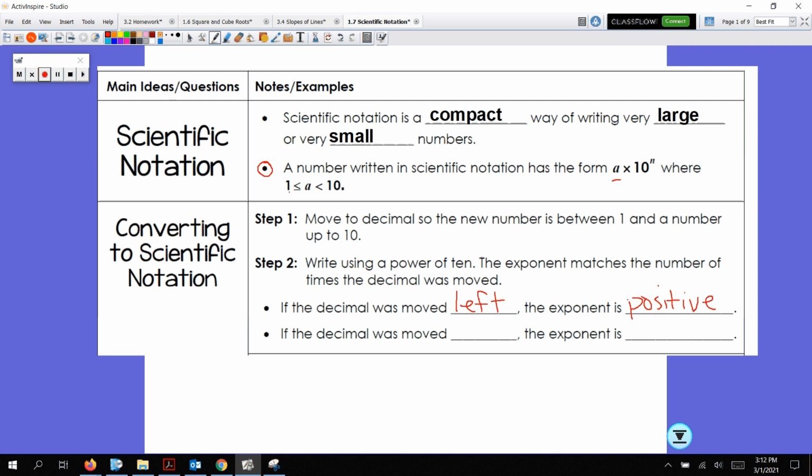If we move the decimal to the right, because sometimes we have to move it to the right to make sure our number is between 1 and 10, then the exponent is going to be negative. You might at this point be like, what? I forgot all about how to do this, but don't worry, we're going to do some examples and you're going to be just fine, okay? So let's look at some examples here.